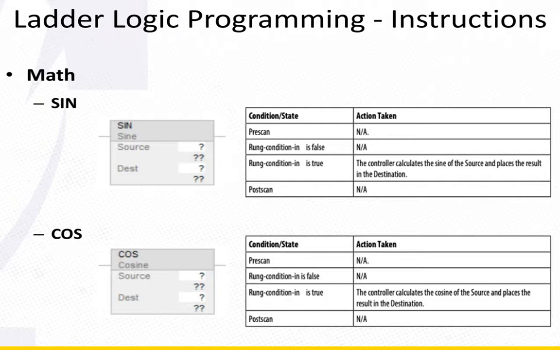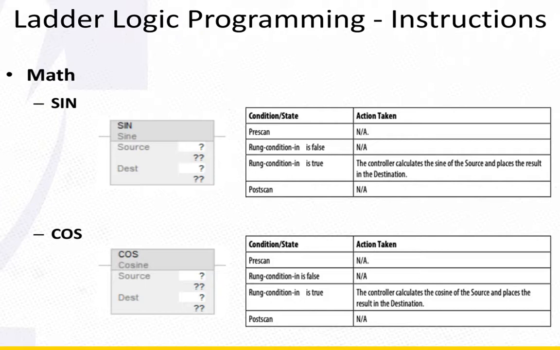This instruction is only going to perform that operation if the run condition in is true. If the run condition in is not true, then it will do nothing. It will set the run condition out to be false, and it's done. So, assuming that the run condition in is true, it will take the sine of whatever is given in the source and store it in the tag, which is in the destination.